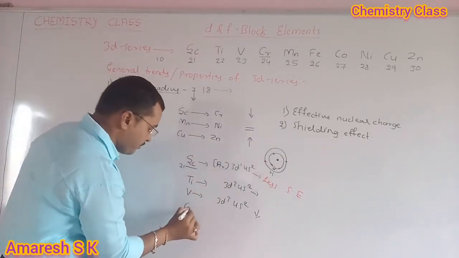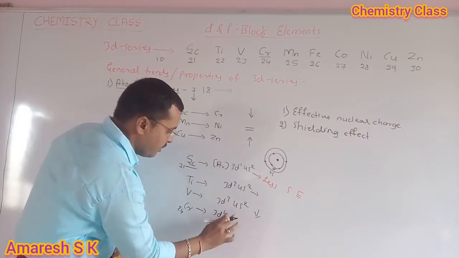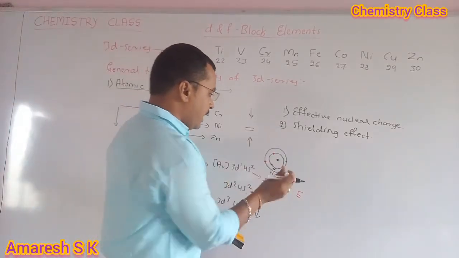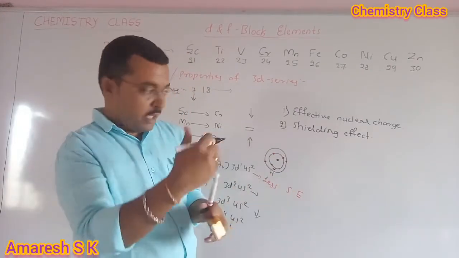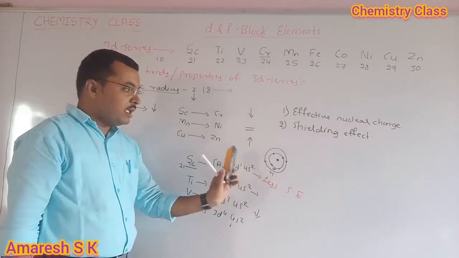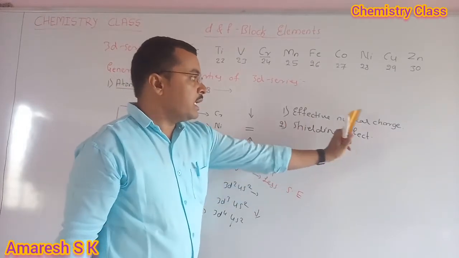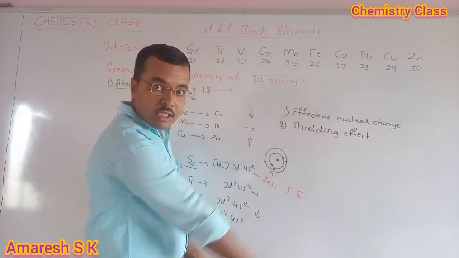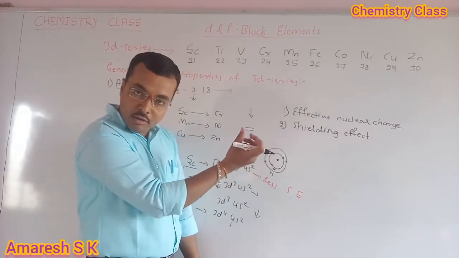Next, chromium, atomic number 24, 3d4 4s2. Again another electron will enter here. Whenever more electrons enter into the same atomic orbital, they shield the outermost electron. It means the shielding effect is more. Effective nuclear charge means the nucleus has an affinity towards the outermost electron; it has the capacity to drag the outermost electron towards itself.